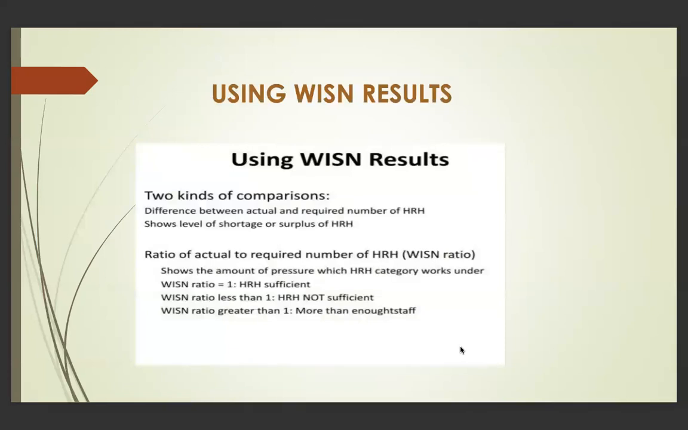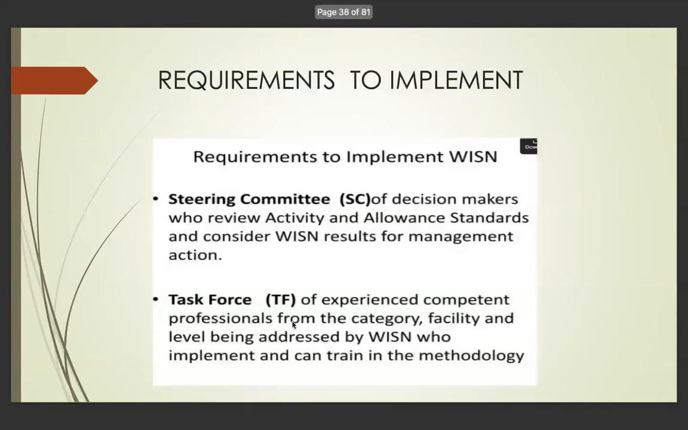Using Wyzen results, two kinds of comparisons would be there. The difference between actual and required number of HRH shows the level of shortage or surplus of HRH. The ratio of actual to the required number of human resources for health, the Wyzen ratio, shows the amount of pressure which the HRH category works under. If the Wyzen ratio is equal to 1, then HRH is sufficient. If the Wyzen ratio is less than 1, HRH is not sufficient. If the Wyzen ratio is greater than 1, there is more than enough staff.